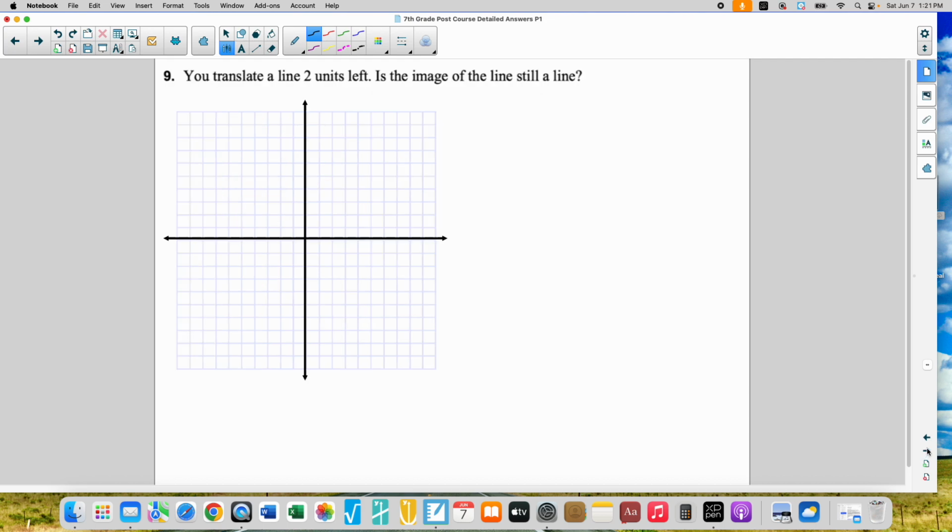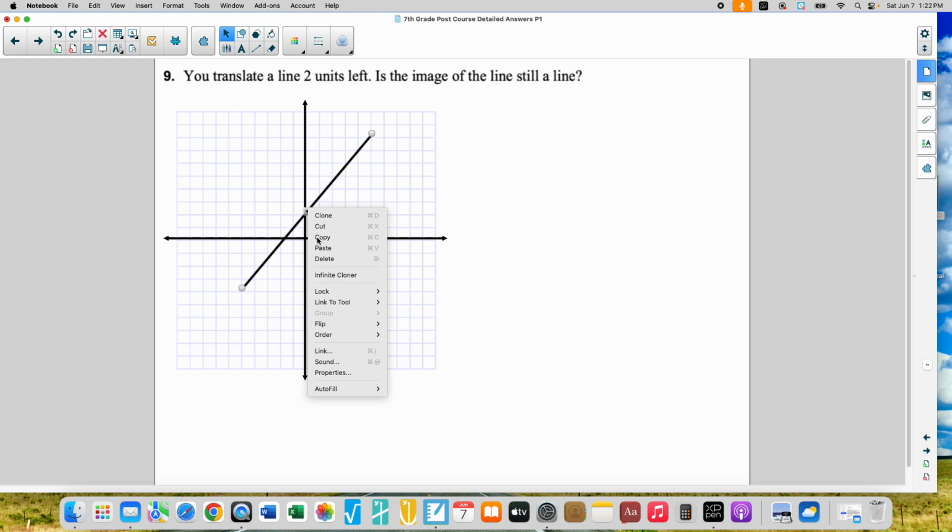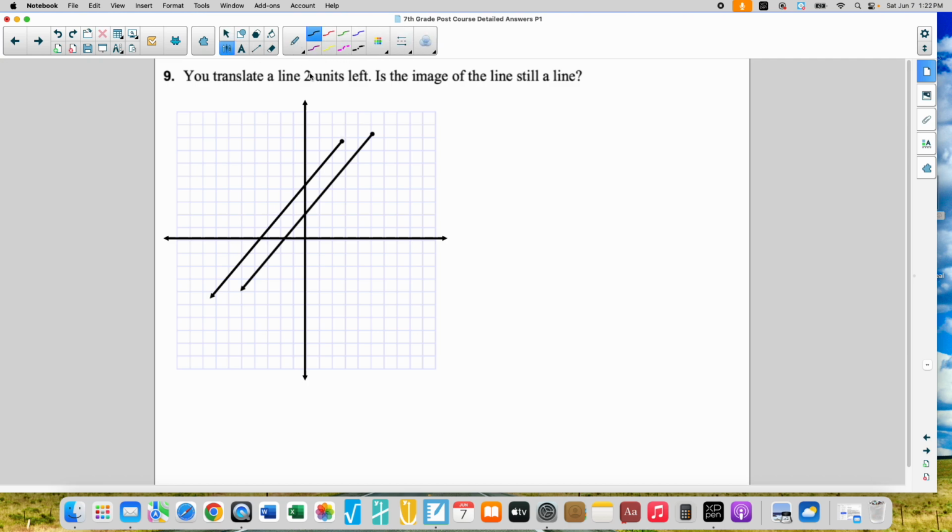You translate a line 2 units left. Is the image of the line still a line? Yeah, just because you translate it. Let's take a line, and let's translate it 2 to the left. We'll copy it, paste it. So if we translate it 2 to the left, is it still a line? Yes, it is still a line. And it'll be parallel. So yes, those 2 lines will be parallel to each other.